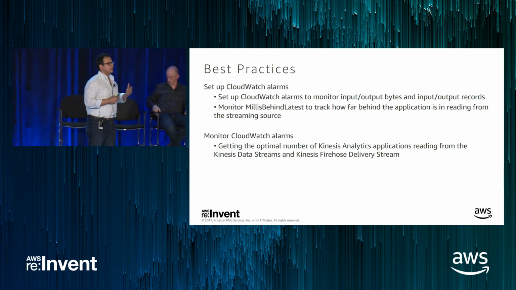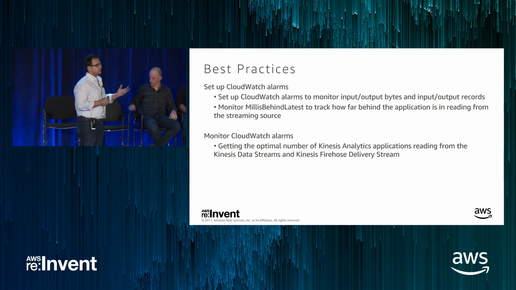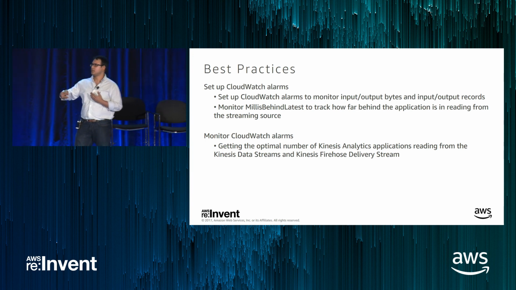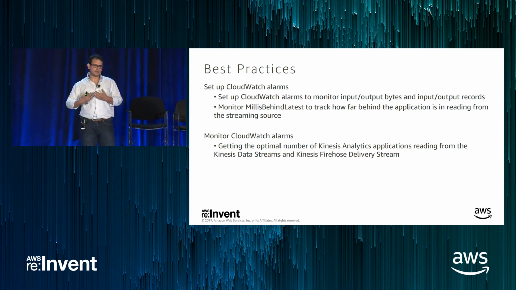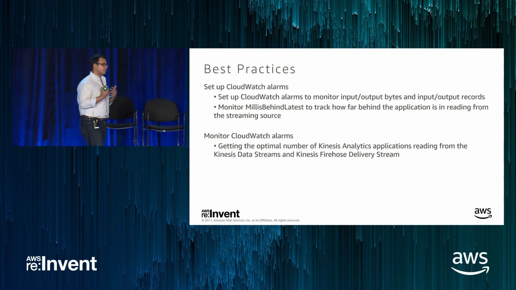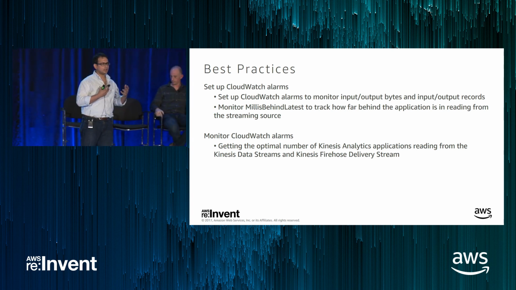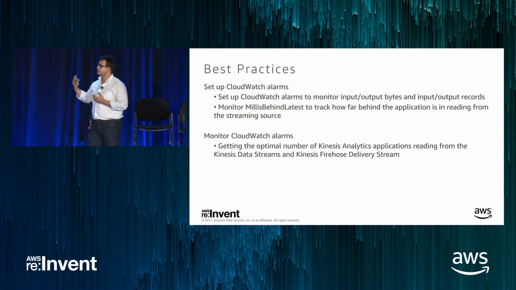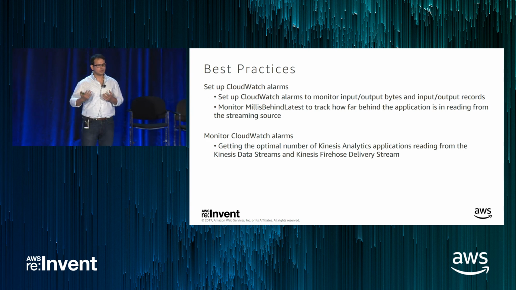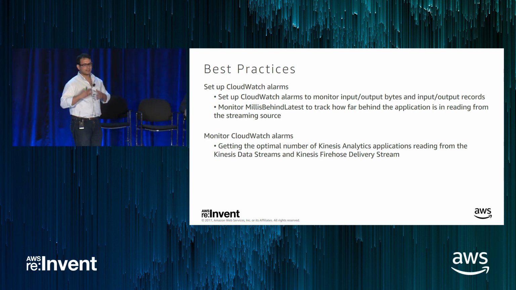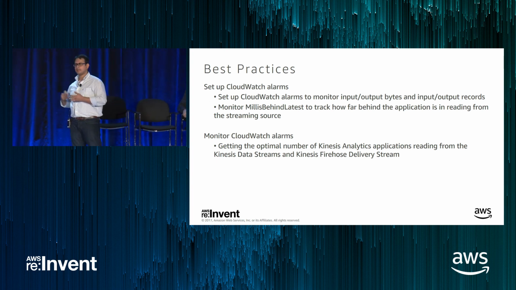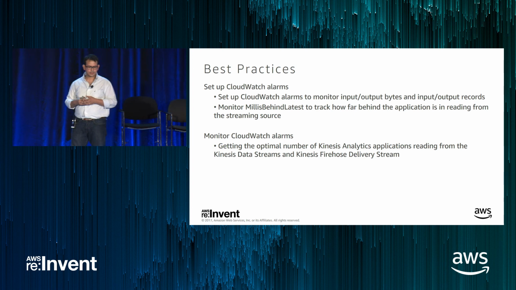As an example, if we have Kinesis Analytics that is processing data from either a Firehose delivery stream or from Kinesis streams, understanding what sort of input-output bytes we are processing, or even the number of records that we are processing, is necessary. At the same time, understanding back pressure is also recommended. So using milliseconds behind latest is necessary to track how far behind the application is in reading and processing the data.